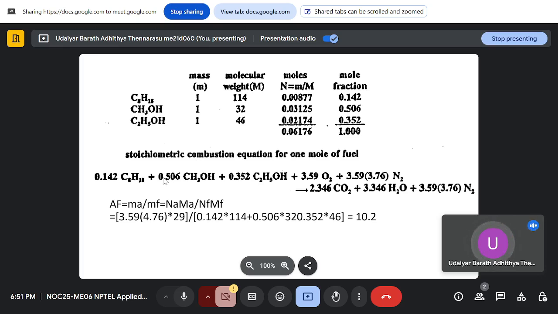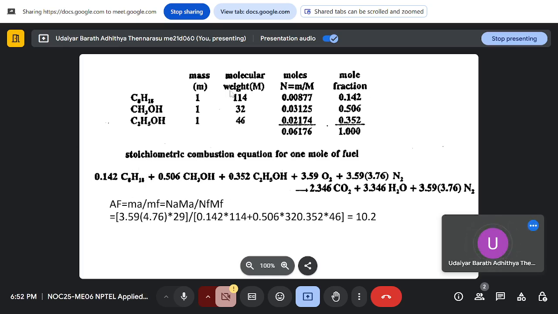So air fuel ratio is your mass of air divided by mass of fuel, which we can find using the air fuel ratio on a molar basis multiplied by the molar mass of air divided by the molar mass of fuel. So we know we are using 3.5 moles of air, so 3.5 into 4.76, into 28.98 or 29, divided by the moles of fuel, which is 1, and you need to find the molar mass.